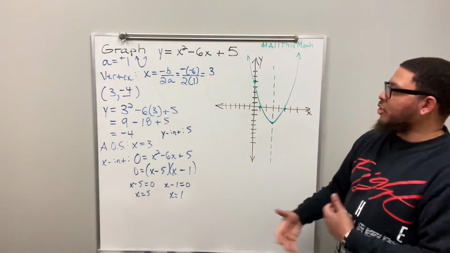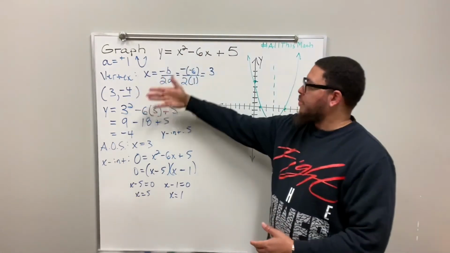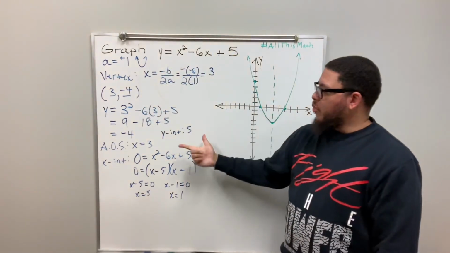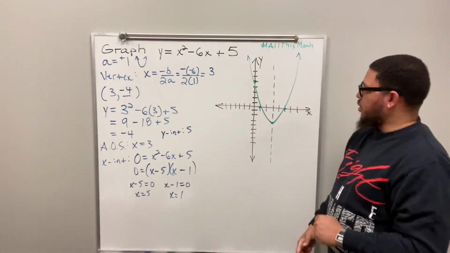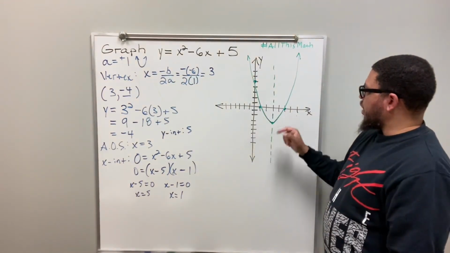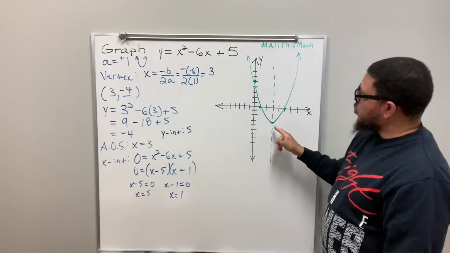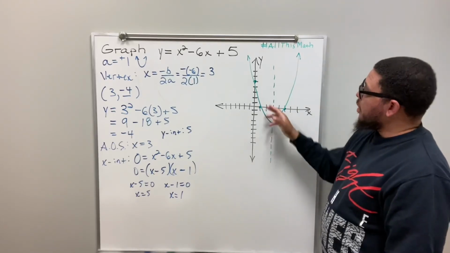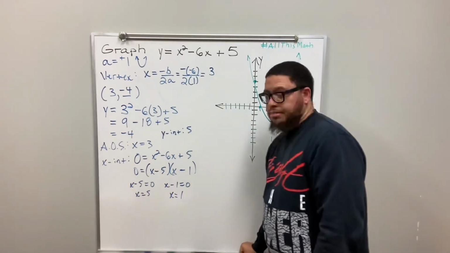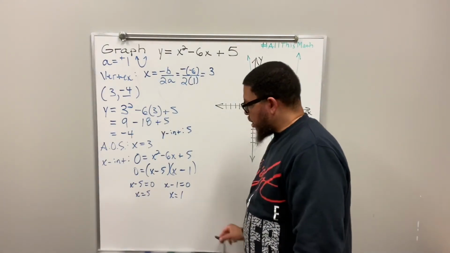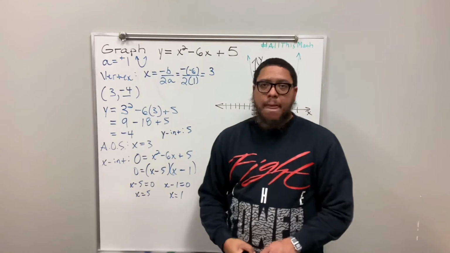So we had to put in the leg work, find the vertex, find the y-intercept, find the x-intercepts, in order to be able to draw this. I got my x-intercepts right here and right here. That's my axis of symmetry. It goes through my vertex. My vertex is right there. And my y-intercept happens to be right there. So this is basically how we graph a quadratic.